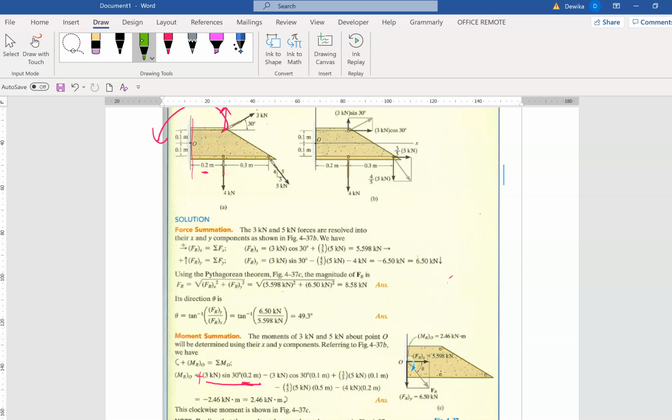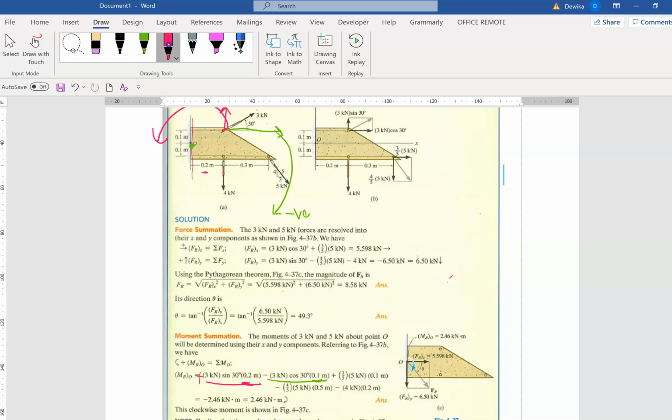Next, we're going to use green color. It is 3 cos 30, going around point O. So what is the perpendicular distance? 0.1. Can you see that? This is going to be negative because it's actually moving clockwise. Okay, so you have settled. That's the green part. Okay, next we're going to move on.